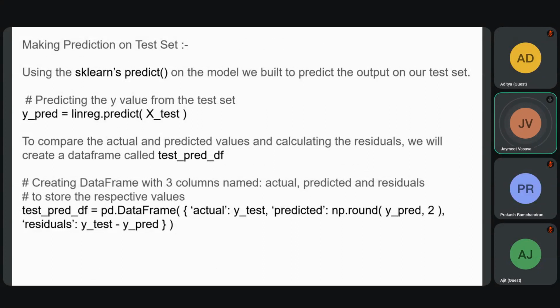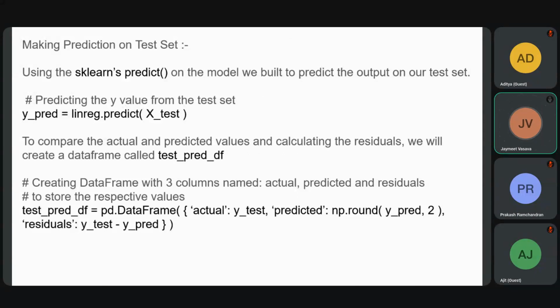Making the prediction on the test set. We have been using the training data set, now we'll be using the test set. So we'll be using scikit-learn's predict method on the model we built and predict the output on our test set. It's the same thing, but using it on the test split of the data set, and then comparing the actual and the predicted values and storing them in the data frame called test prediction df or test spread df.